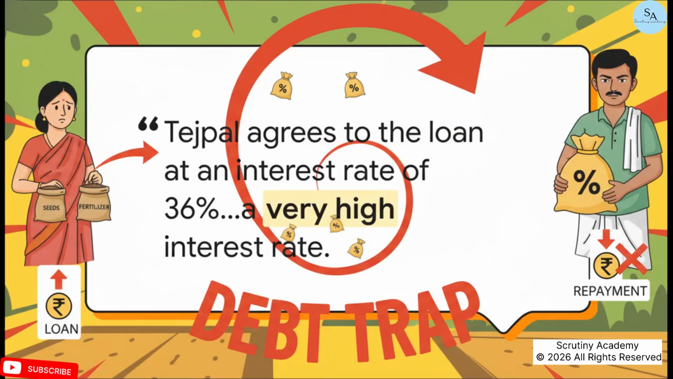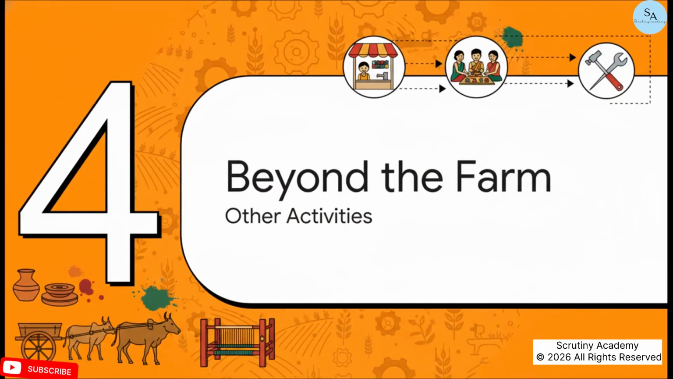So what does this inequality actually mean for a real person? Well, let's talk about Savita. She's a small farmer and she needs a loan for her working capital, seeds, fertilizers. She has no choice but to go to Tejpal, a big landowner, who gives her the loan but at an insane interest rate of 36%. This is a textbook example of a debt trap. It's a vicious cycle of high-interest loans that small farmers just can't seem to escape from. It's absolutely brutal.